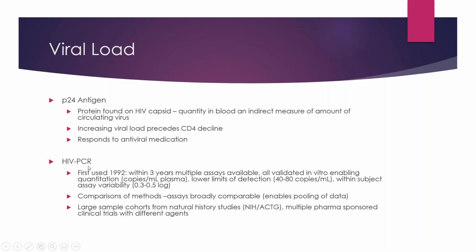HIV plasma PCR was first used in 1992, but very rapidly, within 3 years, there were multiple assays available from a range of different companies, all of which had been validated by looking at PCR spiking of normal human plasma, so that it was known how many copies per mil of plasma could be detected. The lower limits of detection of the method were understood, and it happened to be 40 to 80 copies per mil. And within-subject variability in the number of copies over a short period of time in the absence of treatment was known, and it ranged between 0.3 and 0.5 log copies.